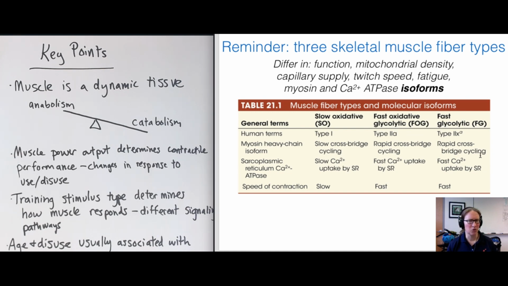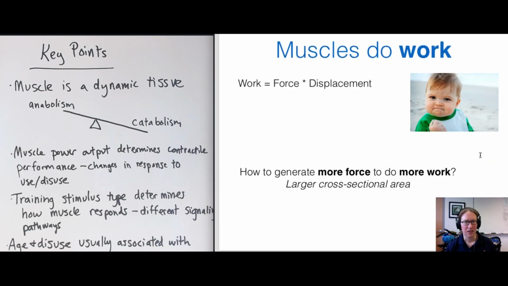Throughout this lecture, rather than using the general terms for muscle fiber types, slow oxidative, fast oxidative glycolytic, or fast glycolytic, I'm going to use the human terms for them. In human physiology research, slow oxidative are referred to as type 1, fast oxidative glycolytic are referred to as type 2A, and fast glycolytic are referred to as type 2X. This is just a summary table to remind us of differences in myosin properties and calcium ATPase properties, which correspond with what I've already explained to you.